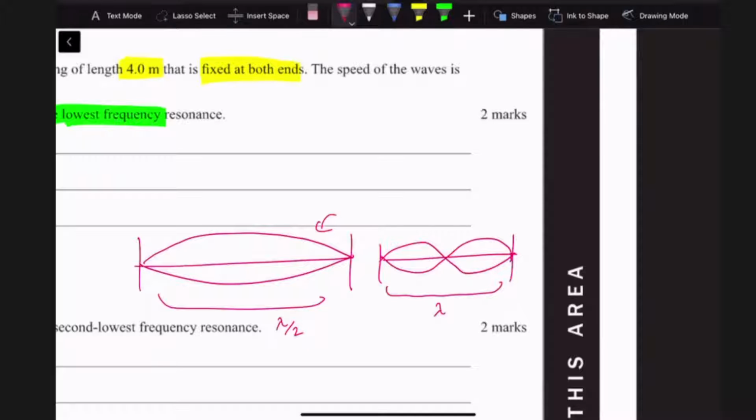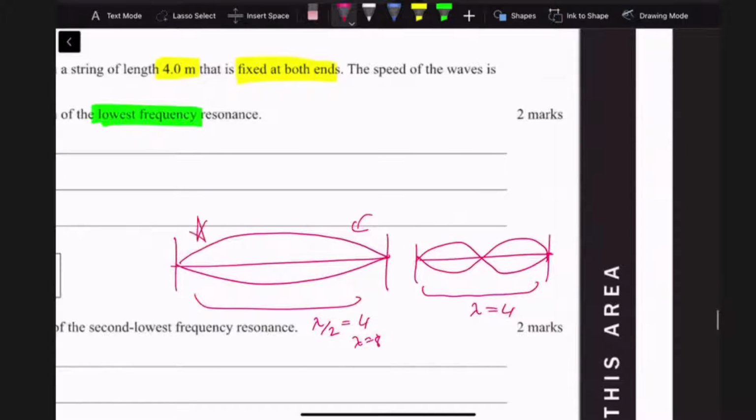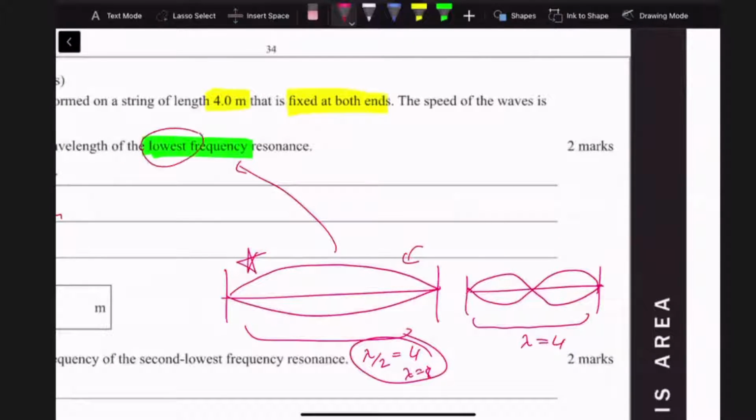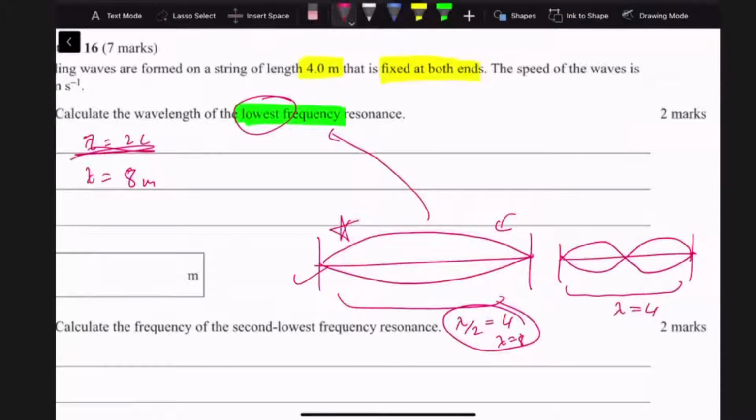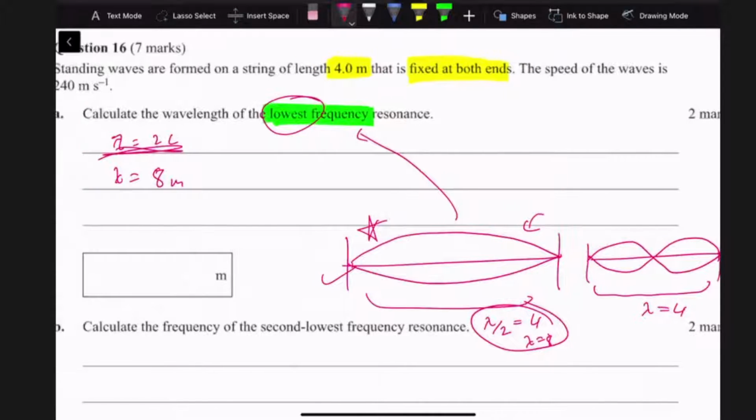This diagram might make you confused, but in this case, half of lambda is 4, so lambda is 8. That's why you want this one, because you want the highest wavelength, because that corresponds to the lowest frequency. And if you ever forget this formula, you can just consider that the string is 4 meters and it would look like this, and one packet is half of a wavelength. So 2 packets would be a wavelength, so lambda would be 8 meters.